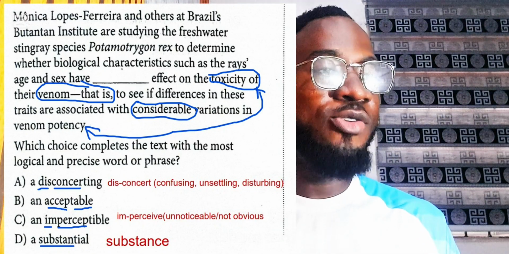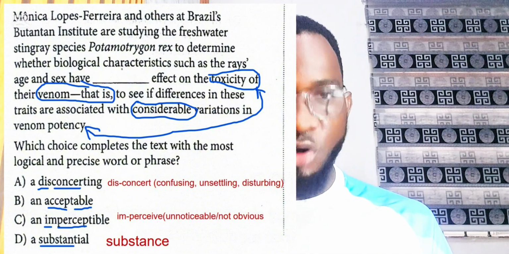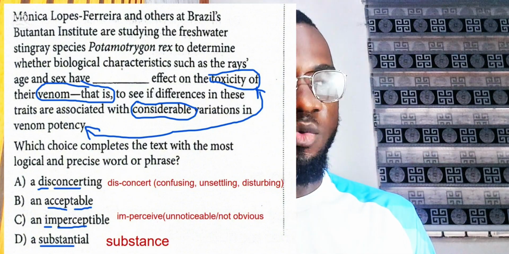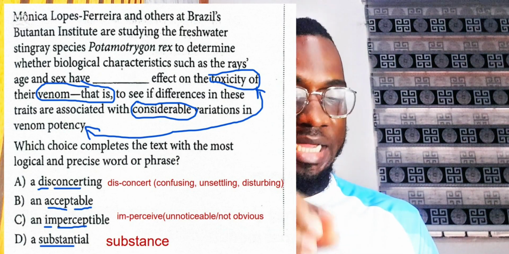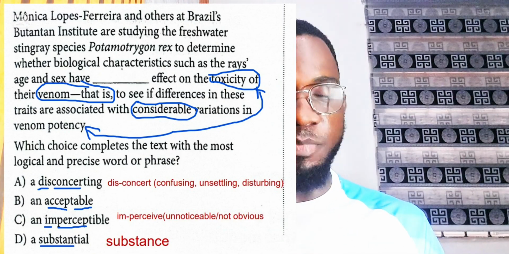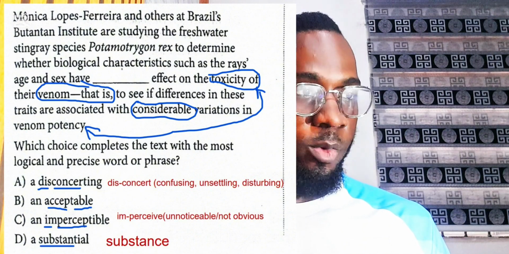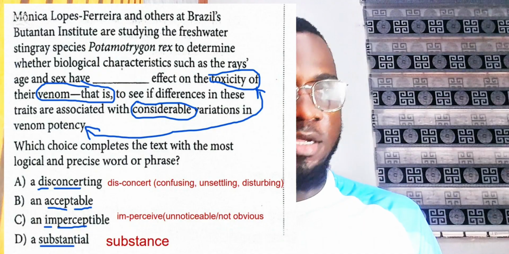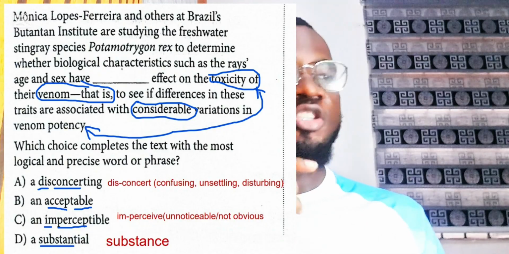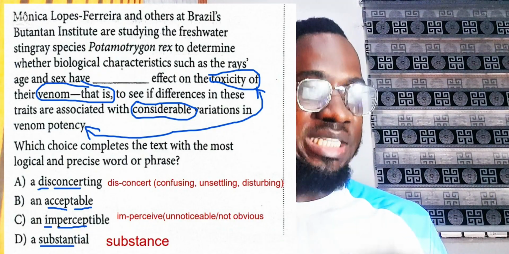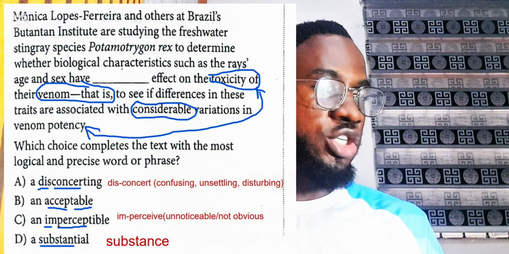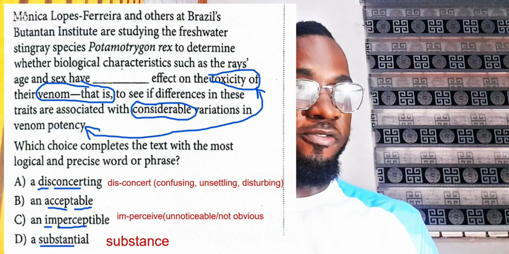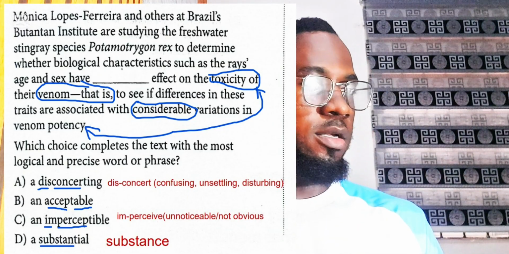There is a dash, which is a straight ahead pointer, like I mentioned earlier, meaning that whatever comes next would help me explain what I should have in that blank, especially as we saw for example on the first question we worked with. That is the transitional word that will help you explain, repeat what was said before. That is to see if differences in these traits are altered with considerable variation in venom potency. They mentioned venom potency, which is a rephrase of that toxicity of the venom.